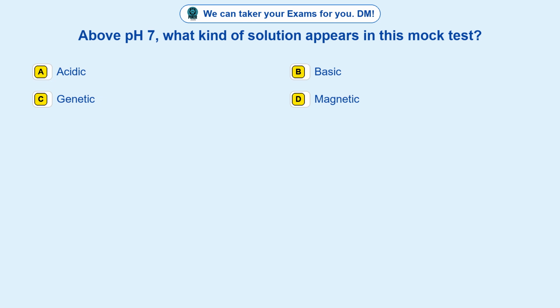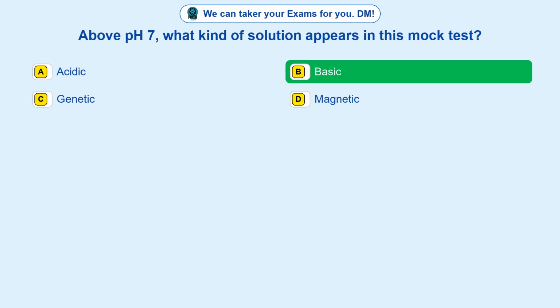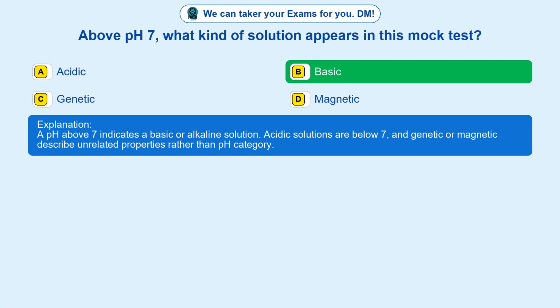Question 36. Above pH 7, what kind of solution appears in this mock test? Option A, acidic. Option B, basic. Option C, genetic. Option D, magnetic. The correct answer is option B. Basic. A pH above 7 indicates a basic or alkaline solution. Acidic solutions are below 7, and genetic or magnetic describe unrelated properties rather than pH category.